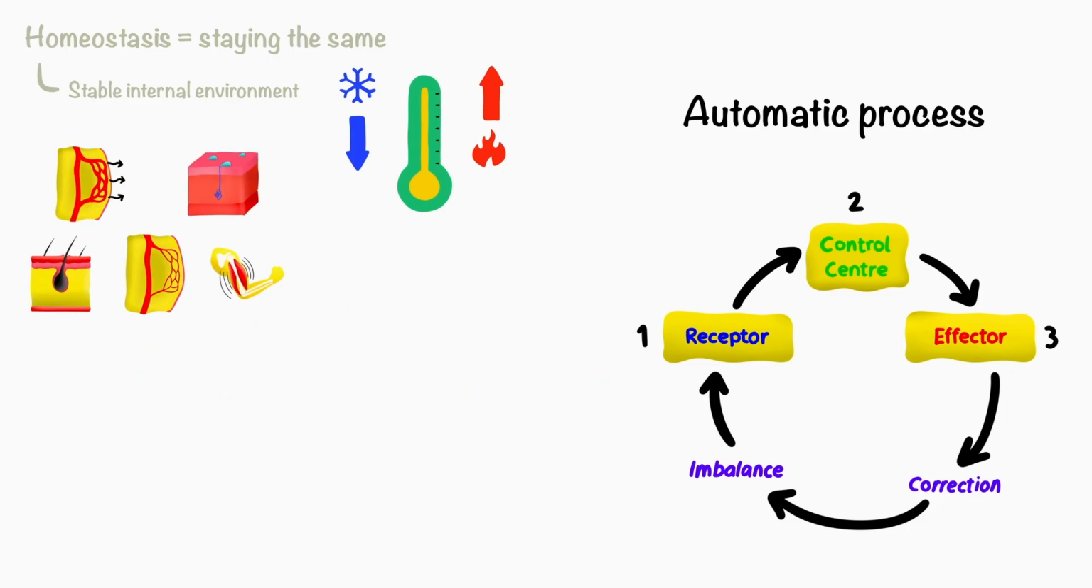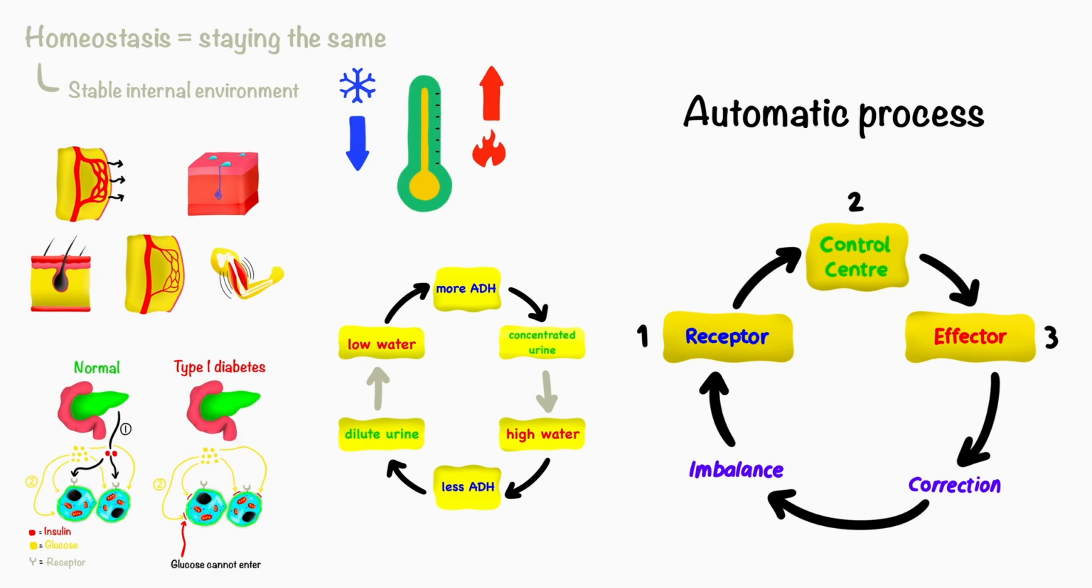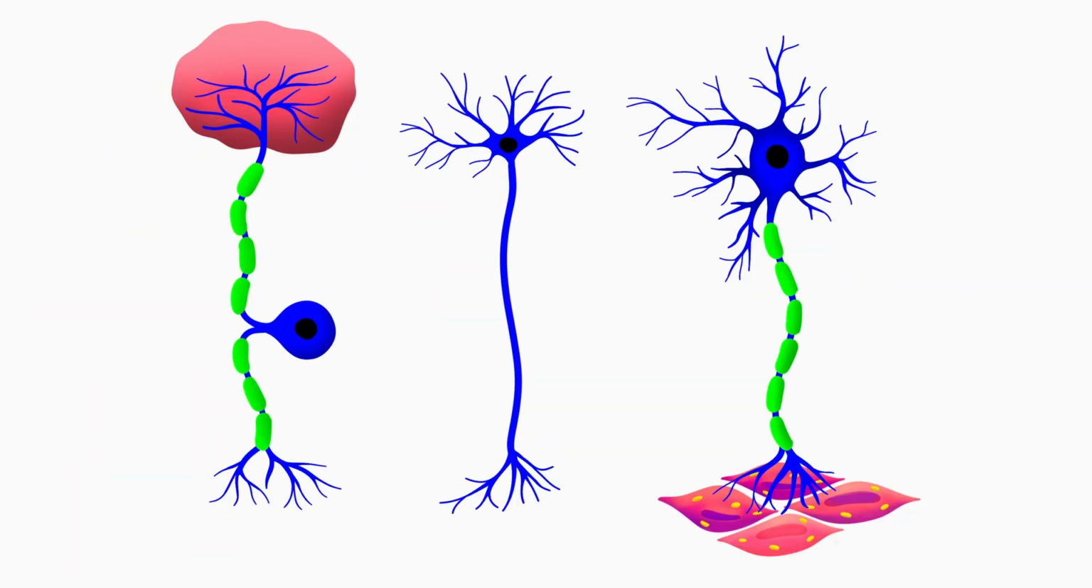Examples of homeostatic systems in the human body include regulation of body temperature, blood glucose levels, and water content. We'll explore each of these systems in detail in upcoming episodes, looking at the specific receptors, coordination centers, and effectors involved.